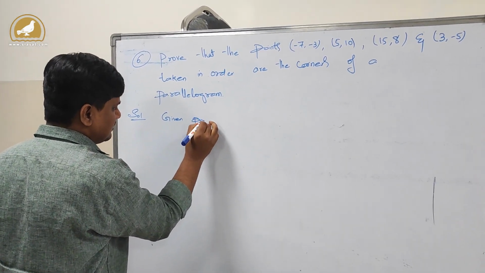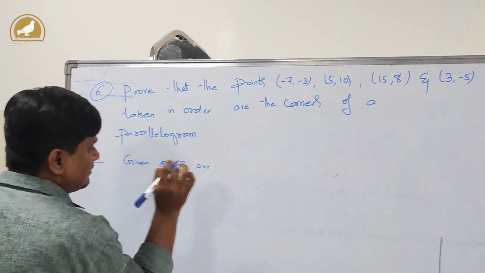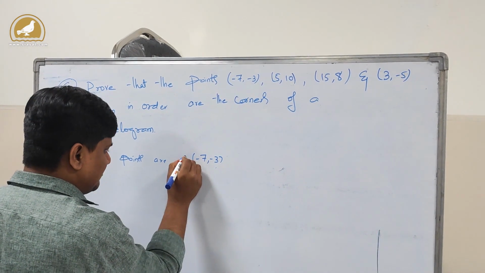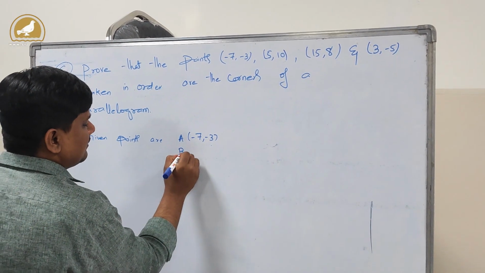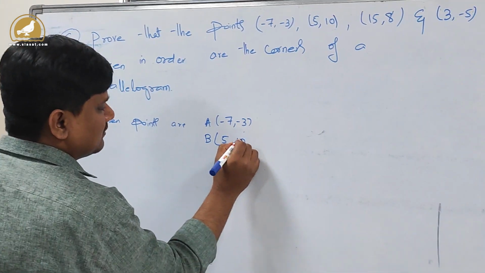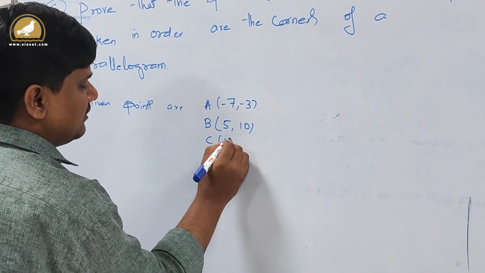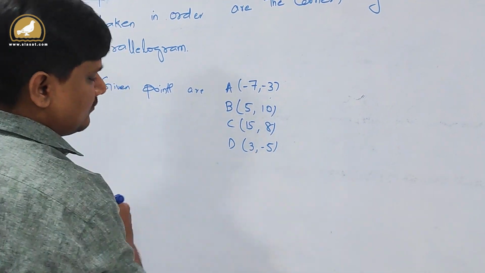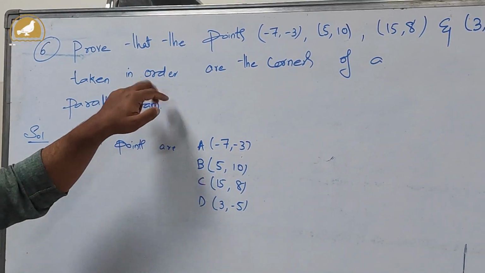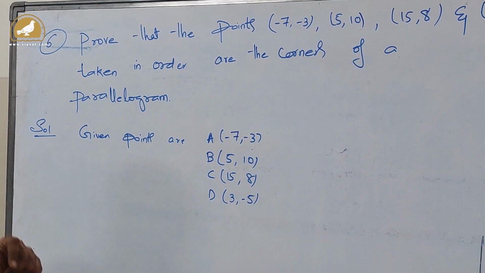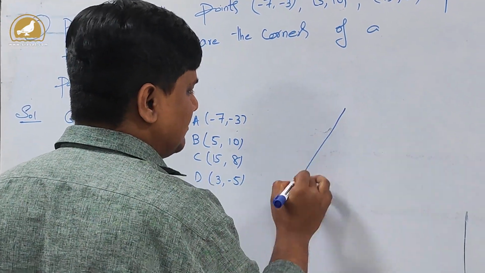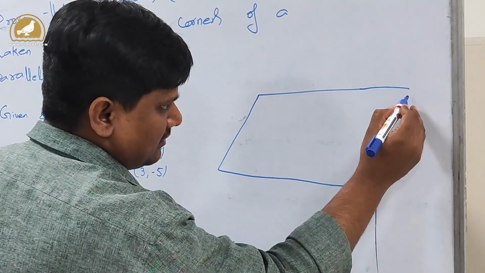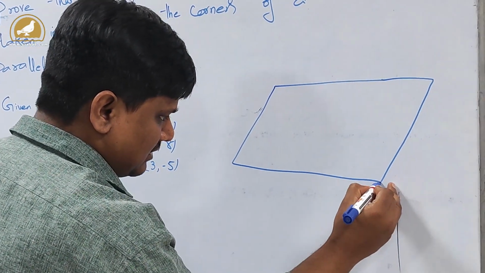Given points are A(-7, -3), B(5, 10), C(15, 8), D(3, -5), taken in order, are the corners of a parallelogram. So first, what is a parallelogram? It is nothing but a structure which looks like a rectangle, but it is not a rectangle.